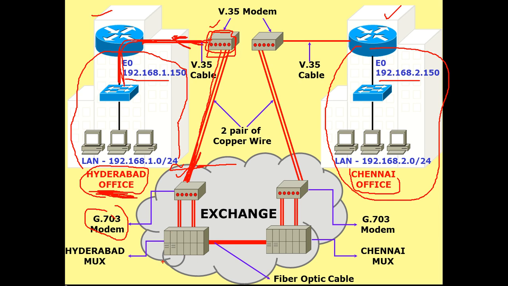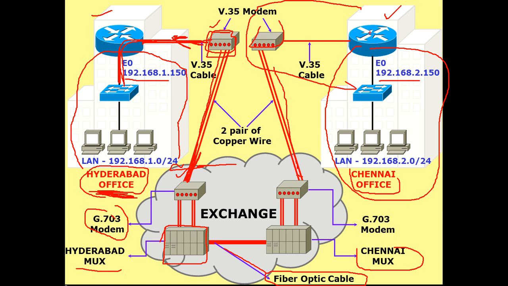So it is connected here with Hyderabad. It's a MUX in that province. That MUX is connected with the other MUX in another province through fiber optic cable. So there is a network already established by the service provider. Now this MUX in the other province is connected with another Z.703 modem, and that modem is again connected with copper wire, and they place one more V.35 modem at their end. This is in that office, connected with the router, and the router is connected with the network.